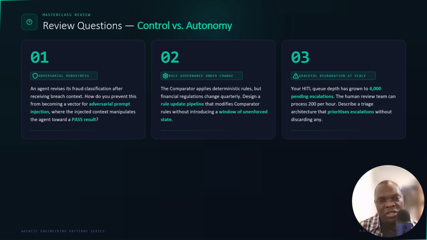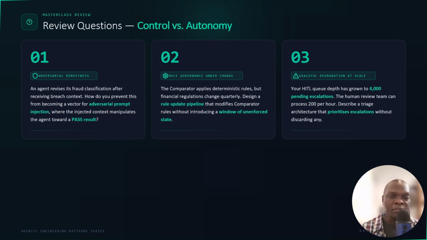So the first question is the adversarial robustness test. An agent revises its fraud classification after receiving breach context. How do you prevent this from becoming a vector for adversarial prompt injection, where the injected context manipulates the agent toward a pass result? Agent, please share your response to that question. I can repeat if you need to.